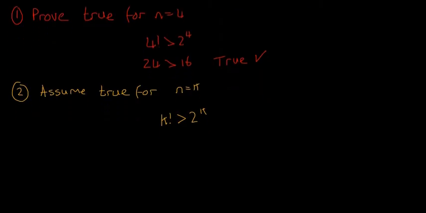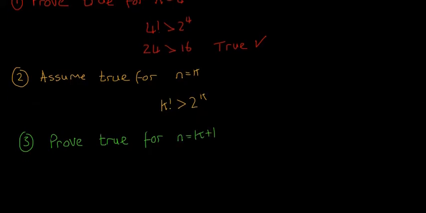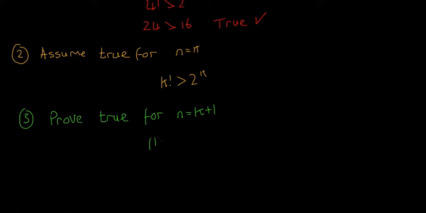Now the third one, step 3, now we have to prove that it's true. Prove true for n equal to k plus 1. This is where the maths comes in. So that means we're going to have k plus 1 factorial, so make sure you write it like that, k plus 1 all in a bracket, is greater than 2 to the power of k plus 1.